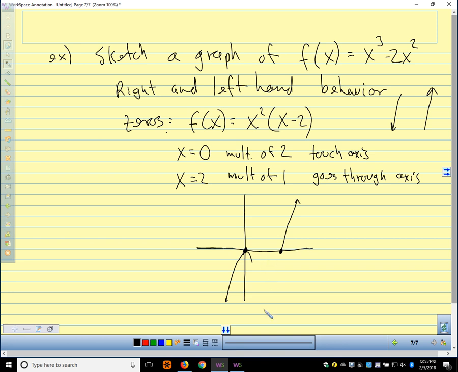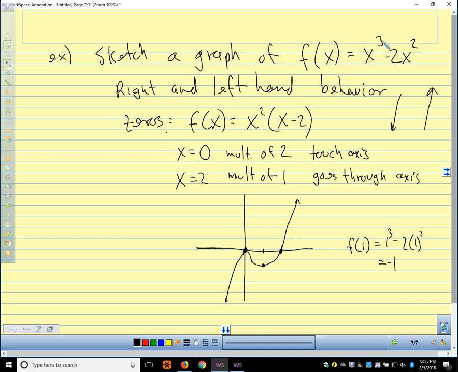Well, how do we figure out if it's way, way, way down here or just barely dips below the x-axis? Plug in x equals 1. F of 1 equals 1 cubed minus 2 times 1 squared, which is negative 1. So there'll be a point down there, and my graph does something like that. So that's a rough sketch of that graph. If we plugged in x equals 1 and we got negative 1,000, then the graph would go way down here before it turned around and came back up.